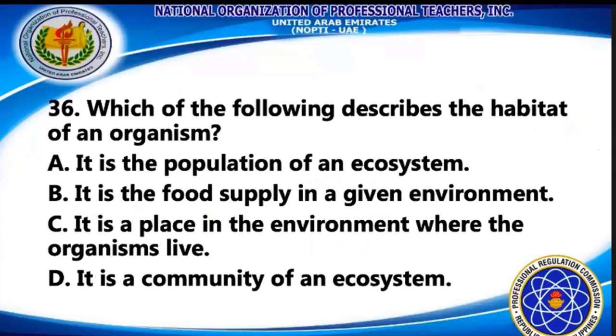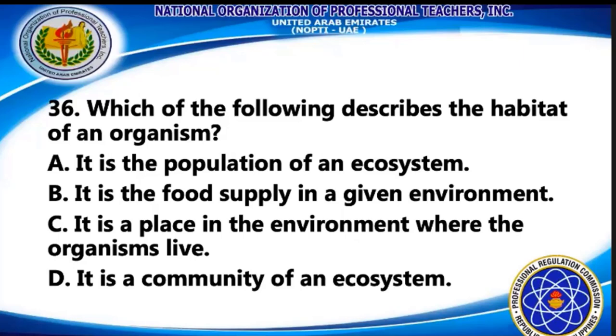36. Which of the following describes the habitat of an organism? Ano ba ang tinatawag nating habitat? A, it is the population of an ecosystem. B, it is the food supply in a given environment. C, it is a place in the environment where the organisms live. D, it is a community of an ecosystem. Habitat. Pag ginagamit nyo ang word na habitat, anong ibig sabihin ng habitat?